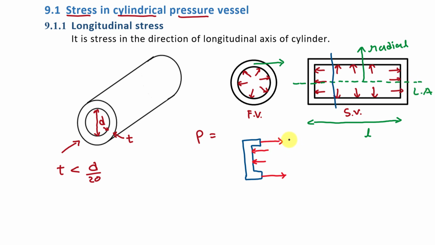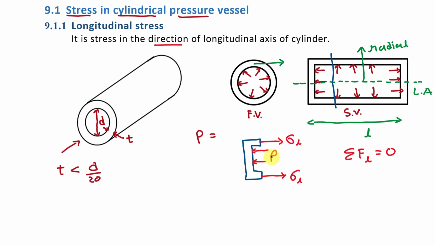So we can say that these stresses are longitudinal stresses. Means longitudinal stress is the stress in the direction of the longitudinal axis of the cylinder. So this is the stress which is longitudinal stress. Now we know that this cylinder is in equilibrium. So we can say that the sum of forces in the longitudinal direction is equal to 0. And here two types of forces act on this pressure vessel. One is due to this pressure P, and second is due to this stress.